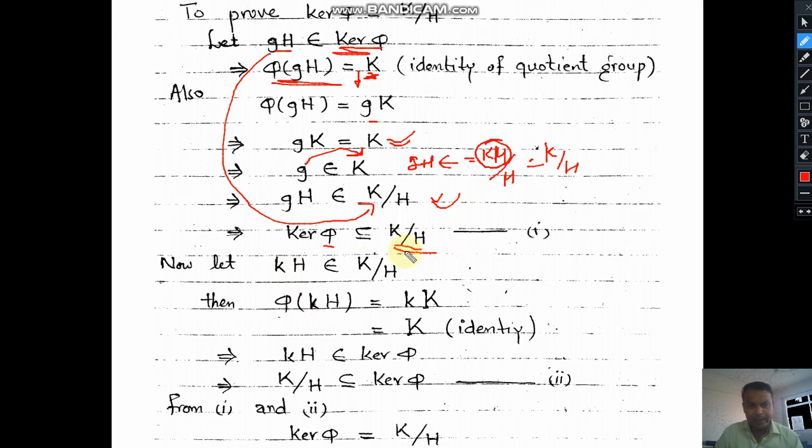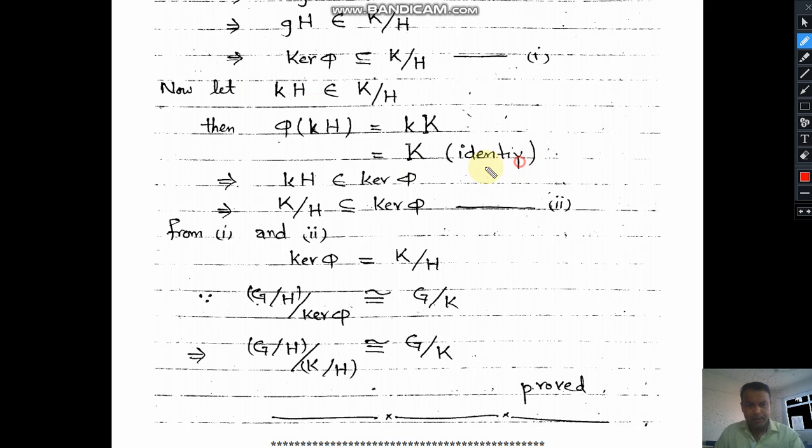Reversely, we will assume an element in this K upon H, and we will show that this element is in kernel of phi, so that we can say that the kernel of phi is equivalent to K upon H. Now you will use this result in our previous relation which we have discussed on the last slide. So on substituting this result in the given result, this result is proved.